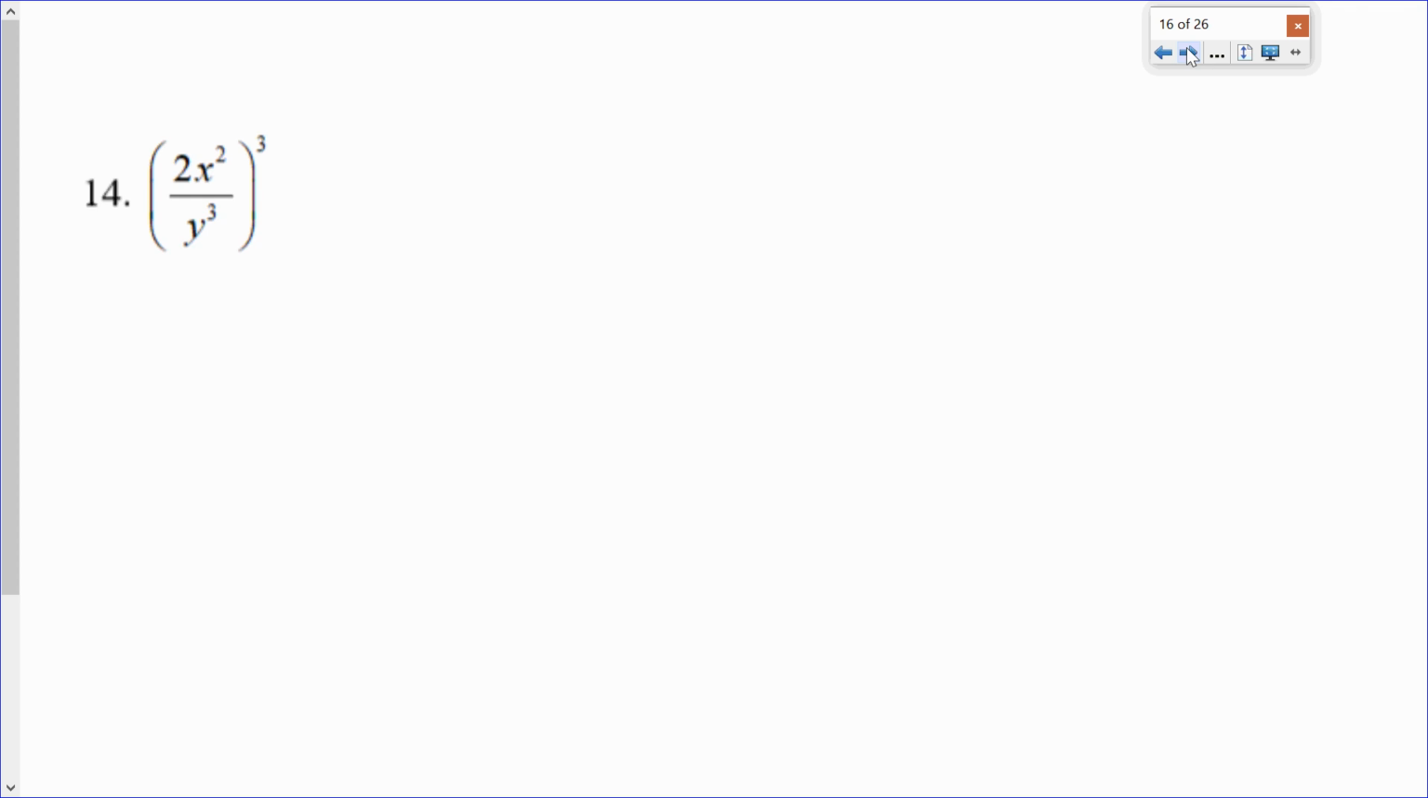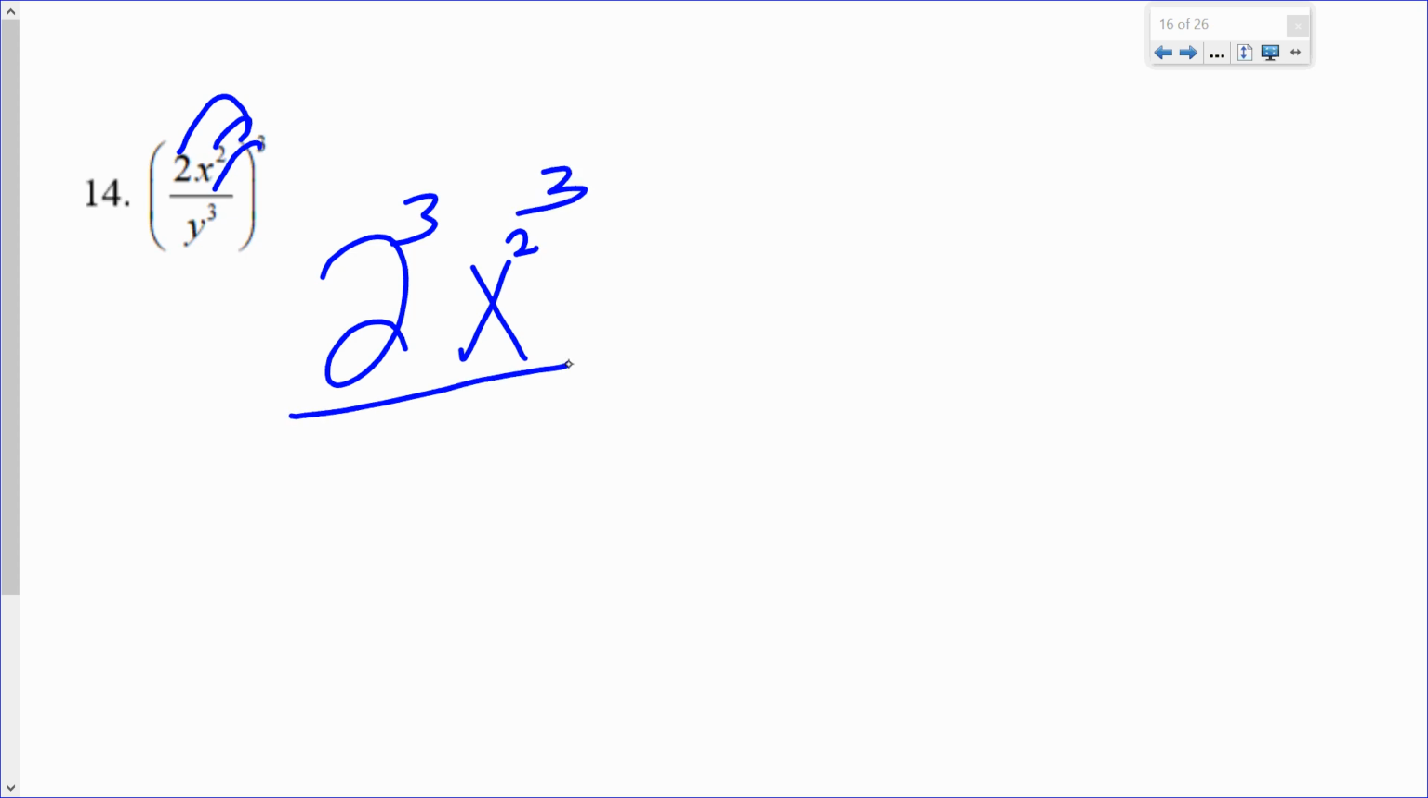I'll go over number 14 with you. Again, I have an exponent outside parentheses, so everything inside gets it. So 2 gets the third power, x squared gets the third power, and y to the third gets the third power. Now, 2 to the third power. That means 2 times itself 3 times. 2 times 2 is 4, times 2 is 8.